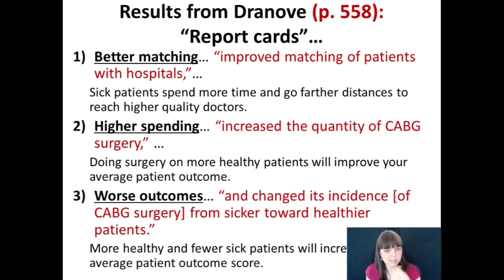So here's a slide that shows the three things that they're reporting. Better matching, which is a good thing. That was a positive result from the report cards. But higher spending, so that could potentially be a bad thing if we don't get better outcomes. And in fact, the third thing they found was worse outcomes. So better matching, they found improved matching of patients with hospitals and patients with doctors. So what was going on here was sick patients were more likely to spend the time to figure out which doctors to go to. So the sick patients were driving further distances to get to the better doctors.